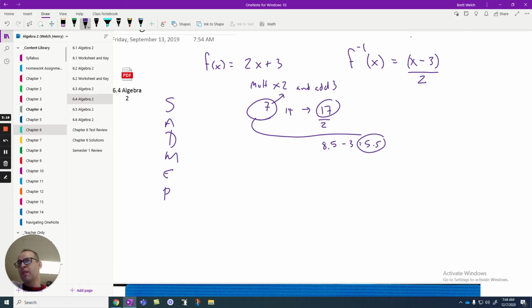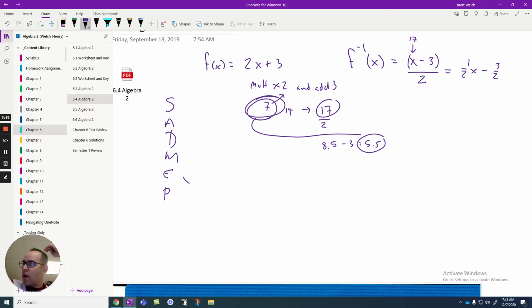Think about it this way. If you put 17 in here, 17 minus 3 is 14, and 14 divided by 2 is 7. Back to the original value I started with. So this function really does undo the original function. This could also be written as 1/2 x minus 3/2, and it would disguise the fact that it's the inverse function of the original.